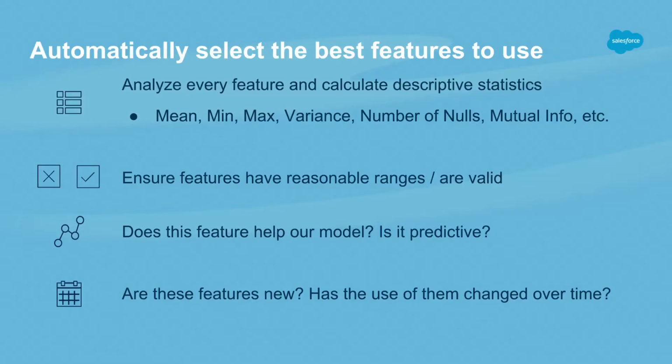And so we can check if the features have acceptable ranges. We can check for validity of certain features depending on their type. And we can ask, does this feature help our model? Is this feature actually predictive? Do we actually want to use it in a machine learning model?